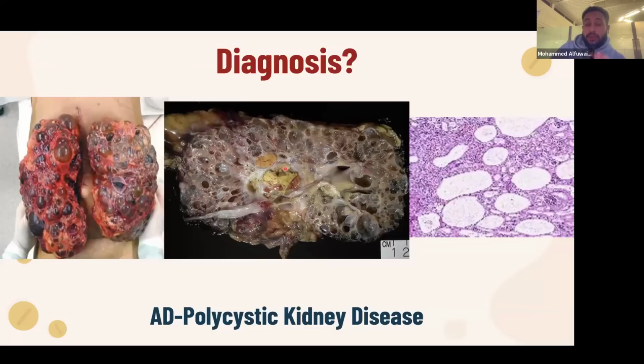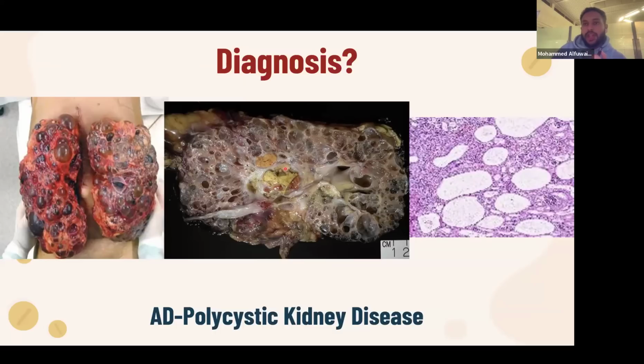Now, the gene. What is the gene associated with ADPKD? PKD1 and 2. Which one is the more common and more severe one? 1, which encodes for what? Encodes for polycystin 1. Perfect. Good. So this is ADPKD.